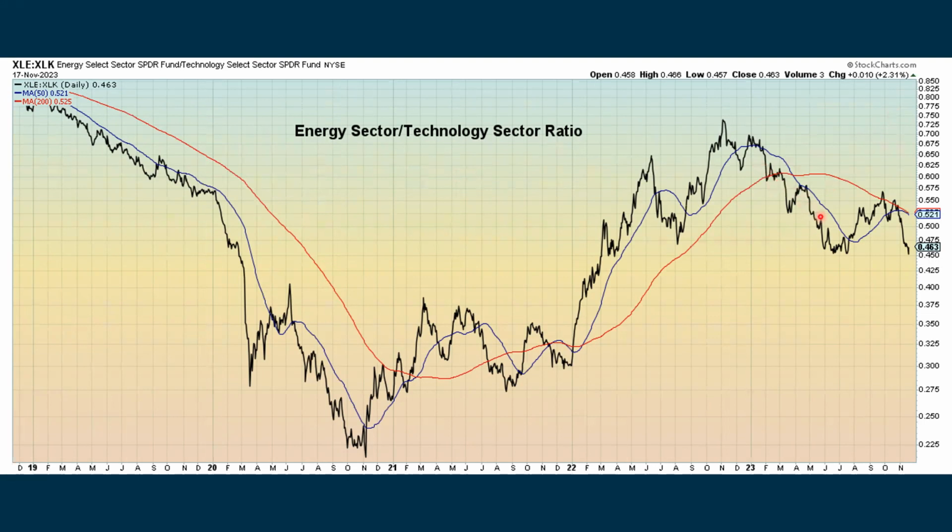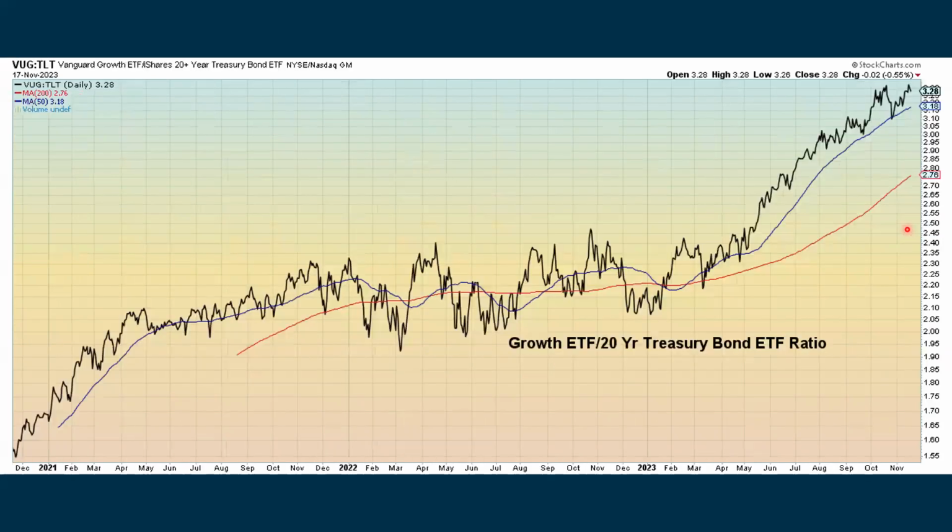When this is going down, that means that energy is underperforming. It started to make a comeback, but now it's back to underperforming. It looked like we were going to get a golden cross here with this ratio, meaning that energy was outperforming tech. But with this recent weakness in energy, we might have avoided that golden cross.